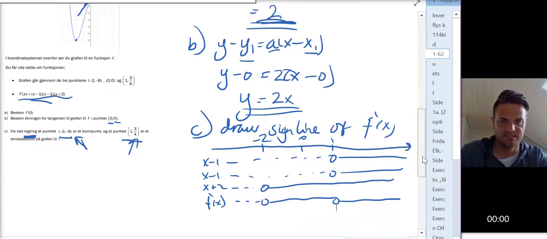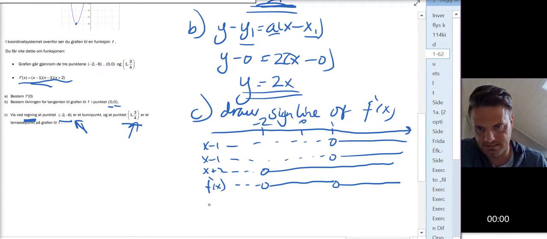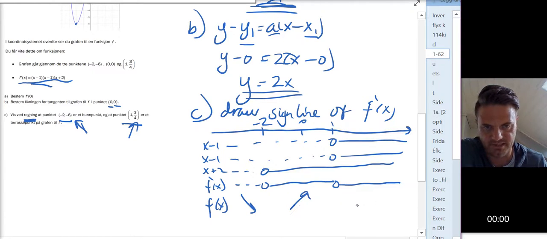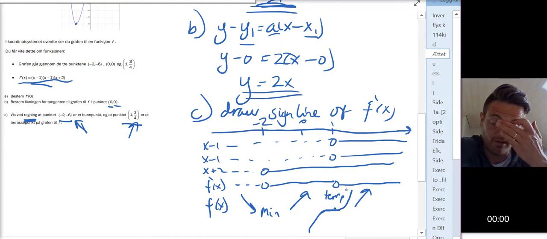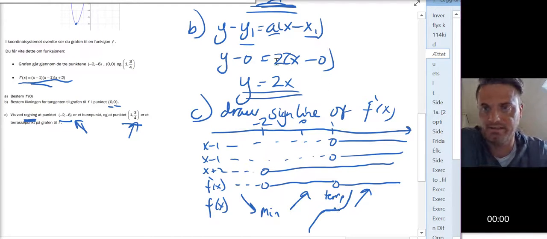So it's minus, 3 minuses is minus, 0, 2 minuses is plus, 0 is 0, plus times plus times plus is plus. So this tells us that the function is first decreasing, then increasing, and then increasing again. So it's decreasing, and then it's increasing. So this is the minimum point. And then it's increasing here, and then it takes a pause here. The derivative is 0, and then it keeps on increasing. So this is a terrassepunkt, right? So then we are finished with exercise C here.